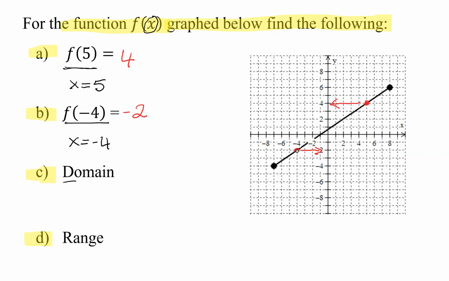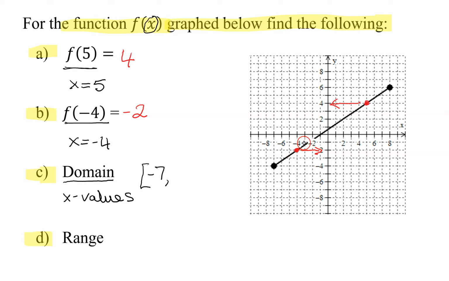Moving along, the next thing is to find the domain. Remember, the domain are the x values of the function. So if I look at my graph, it starts here and stops here. So is there a graph going out this way to where x is negative infinity? No. If I come in from the left, what is the first x value I come across? It's this value here, which is negative 7. Is there a point when x equals negative 7? Yes. So we put a square bracket on it to say it includes negative 7.